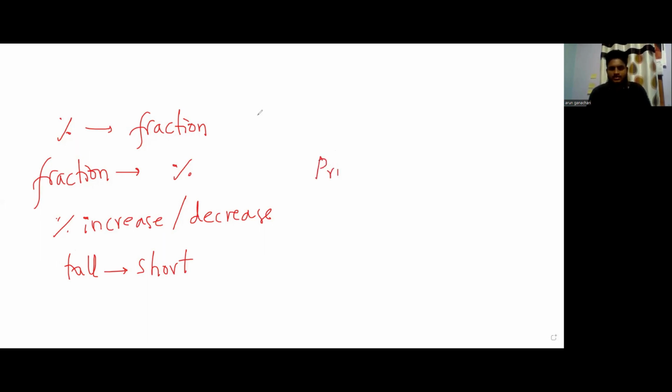price into consumption is equal to expenditure. This was the last part we studied. Okay, then chalo, we'll start from there.